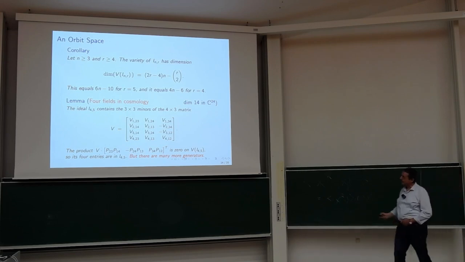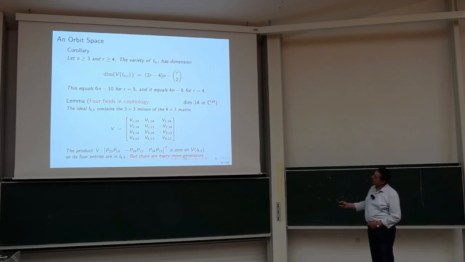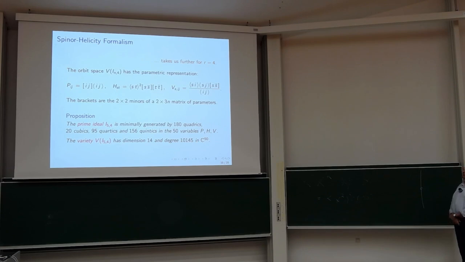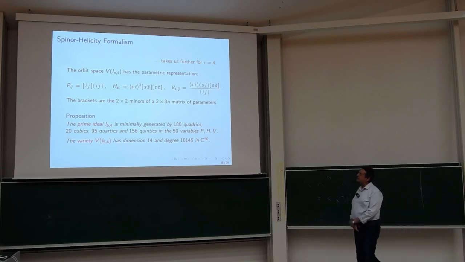And then we said, okay, maybe the case r equals 5, which is what the cosmologists really want, is complicated. Let's try a little bit at r equals 4. It turned out that there we could go further, again thanks to a trick I learned from the particle physicists. And the trick I learned is called the spinor helicity formalism.